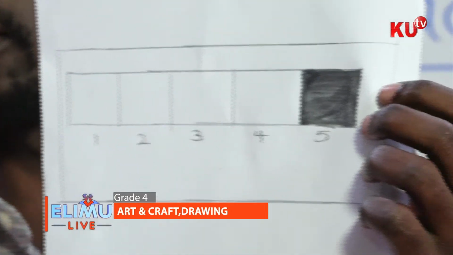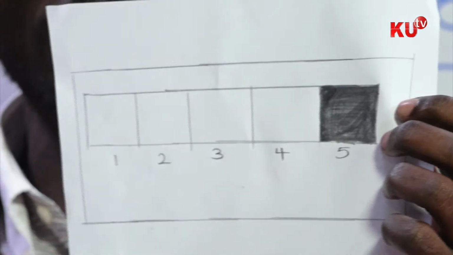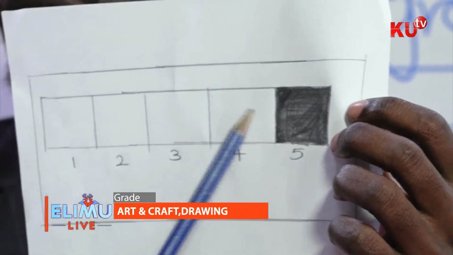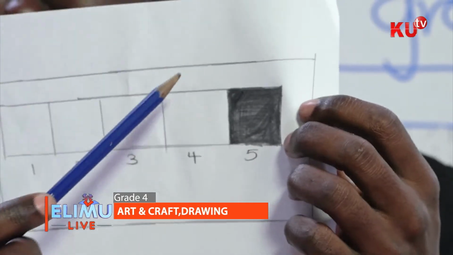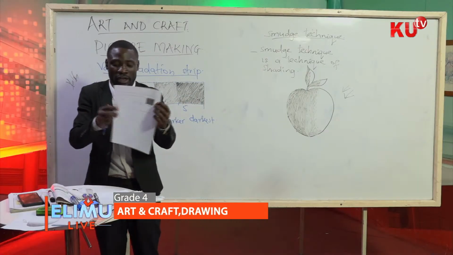Like we said earlier, we are moving towards the light. Box number 5 is the darkest, but I can still see some light, so we want to make it darker. We want to make it appear very dark.